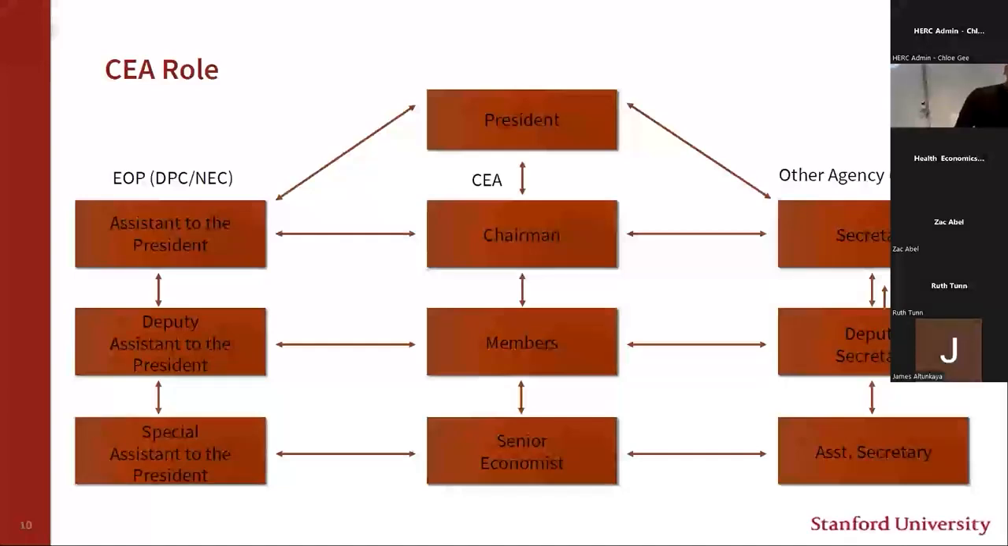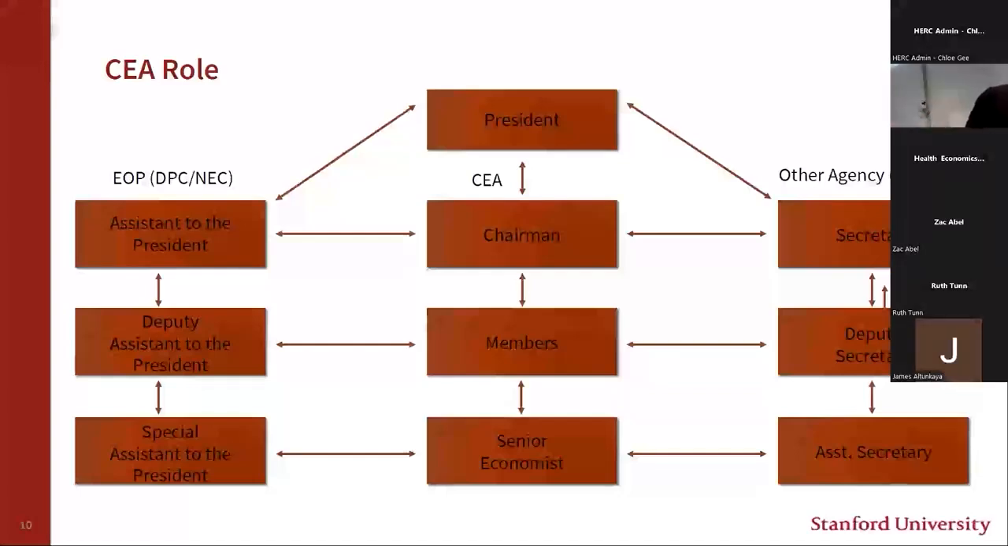Yeah, so just a broad structure of how we work with other agencies. You have the president at the top, and underneath the president are people called principals. If they're running one of the big departments, that's the secretary who runs the agency. If they're within the executive office of the president, that person carries the title assistant to the president. And under them are the deputies. So you can see the hierarchy underneath: the chairman, the members, senior economists, and then the secretary, deputy secretaries, assistant secretaries, assistants to the president, deputies, and special assistants.